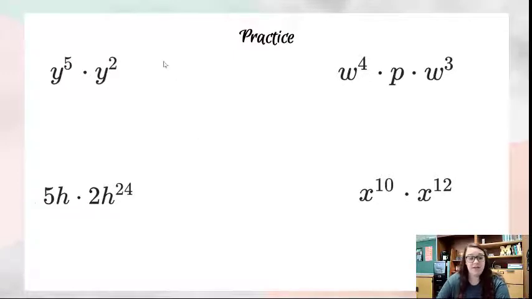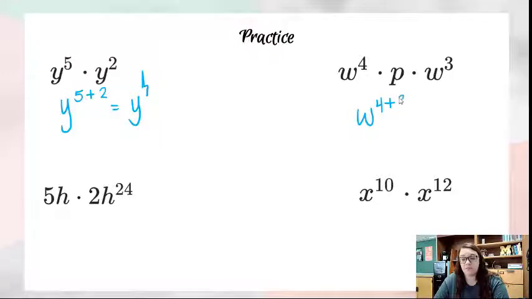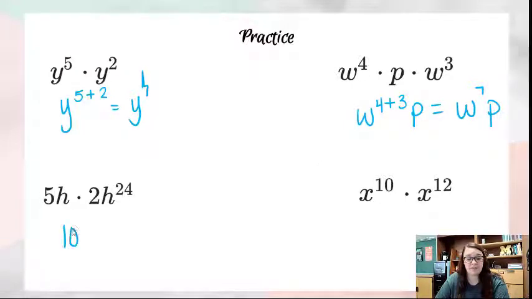Alright, I want to see how we did. On this one, we should have added the exponents to get y to the 7th. On this one, the w's can be combined. There were 4 plus 3 of them, as well as a p. So I would say w to the 7th p. On this one, 5 and 2 can get multiplied to get 10. And I had 1 plus 24 h's, so a total of 25 h's. And on this last one, I had 10 plus 12 x's, so I had 22 x's.